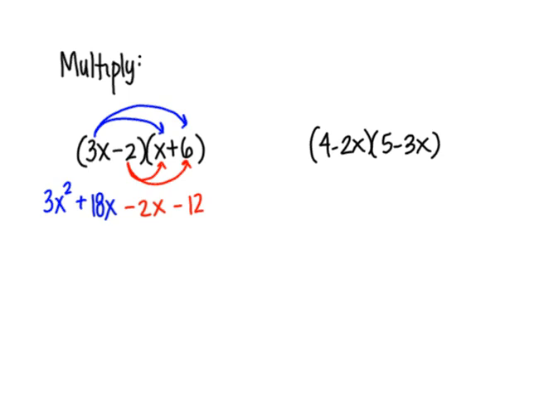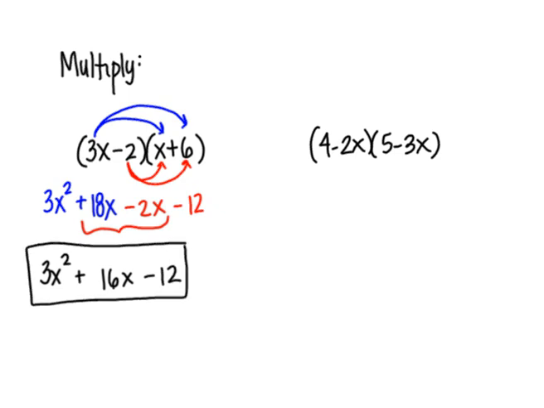In the middle, you'll see that these two are like terms. So putting them all together, I have a 3x squared. 18x minus 2x would give me a 16x minus 12. And that's my answer.